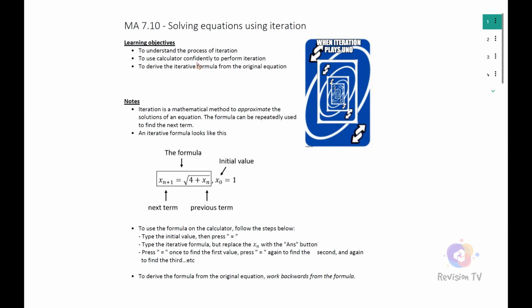And then you're going to derive the iterative formula from the original equation, which is actually the harder part of it. It doesn't come up often, the last part, but when it comes up, usually it does trick up a lot of students. Right, anyway, so what is iteration? Well, iteration is a mathematical method to approximate the solutions of an equation. This formula can be repeatedly used to find the next term.